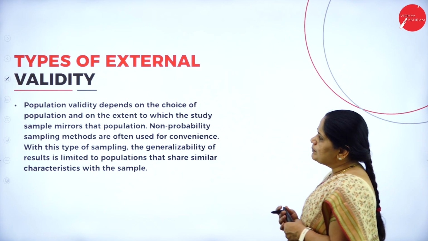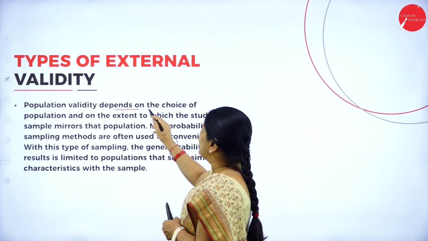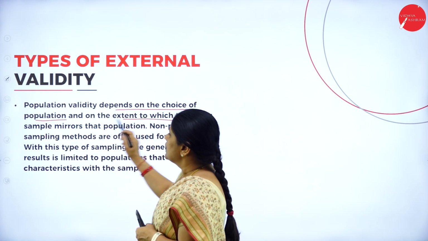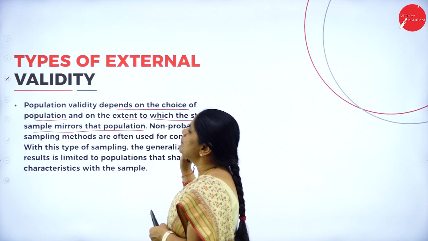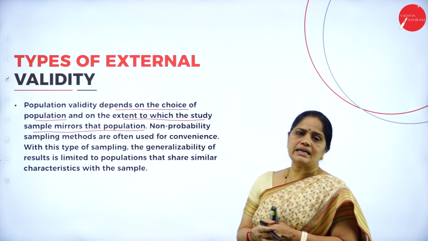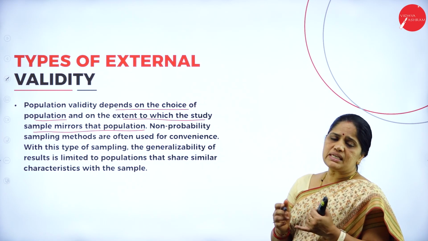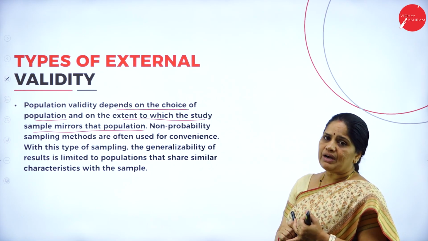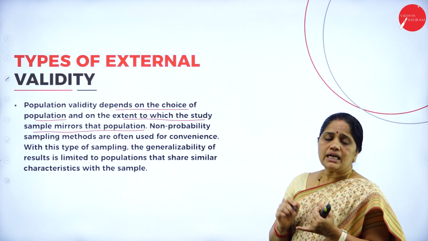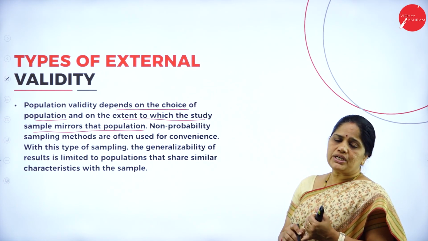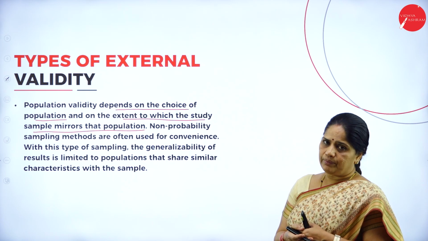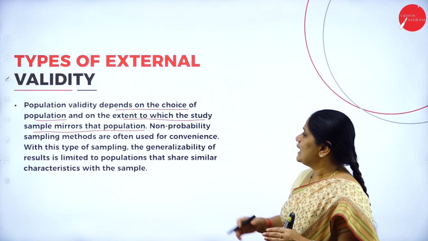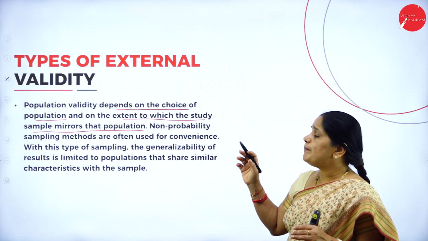The population validity depends on the choice of the population and on the extent to which the study sample mirrors that population. So whenever we are undertaking research, we have to see whether it has population validity. It all depends on the choice of the population. From whom are you collecting the information? Who are your respondents, whom we call the population, and the extent to which the study sample mirrors that population.